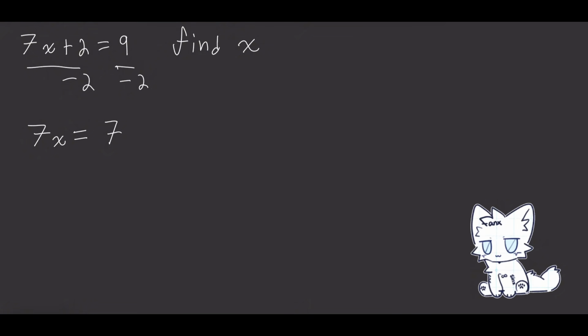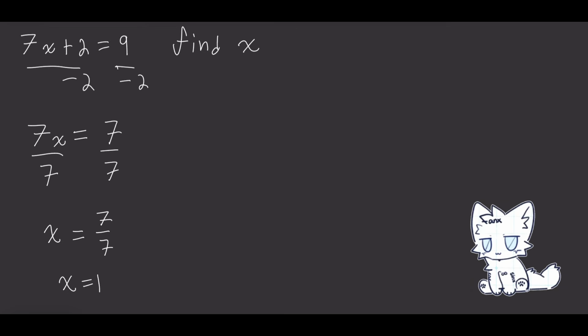So we have this expression. Now, what we can do is divide both sides by 7. Because we have the 7 here, 7 times x is equal to 7. So the opposite of multiplication would be division. So 7 divided by 7 on both sides. That would mean 7 divided by 7 is equal to x. And we can see that 7 divided by 7 is 1. So x is equal to 1.